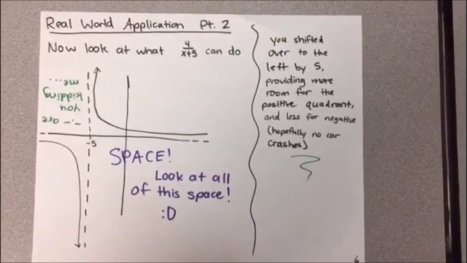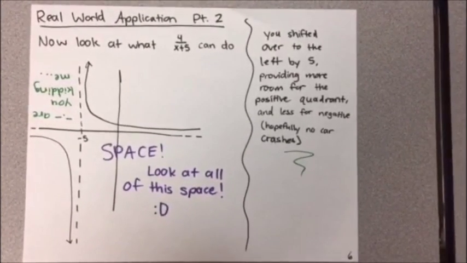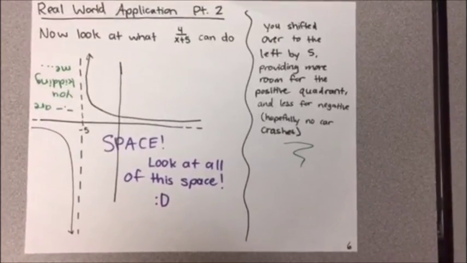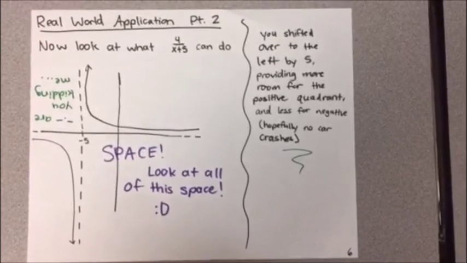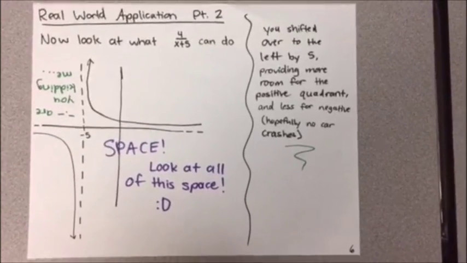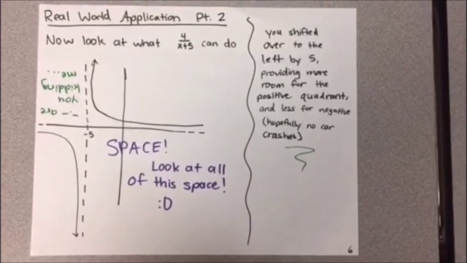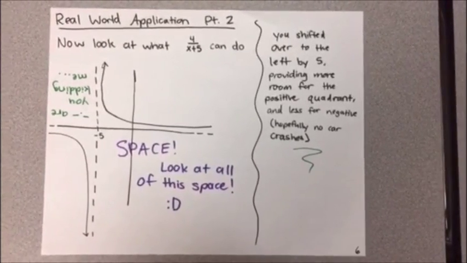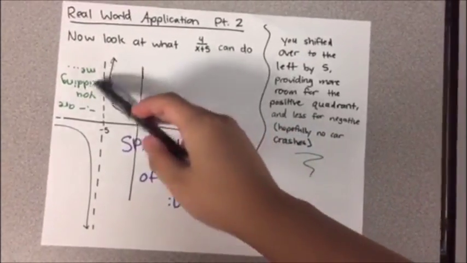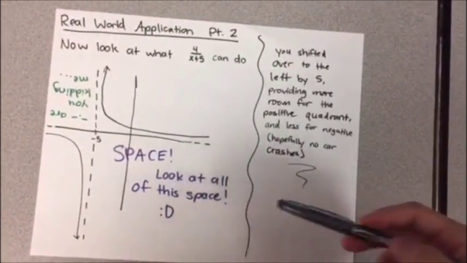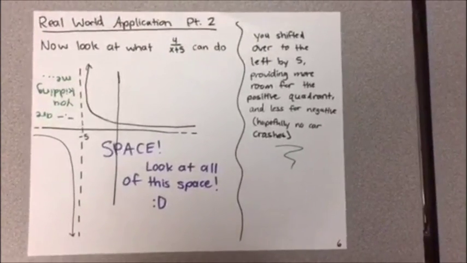The last part of explaining, this is real world application part 2. You basically shifted this graph over by 5 to the left. It's -5 for the x value. This is your vertical asymptote instead. This is a real world application because this could provide more variety in the real world, because you have more space over here. Again, this is what I just wrote, and this is the end of the explanations.